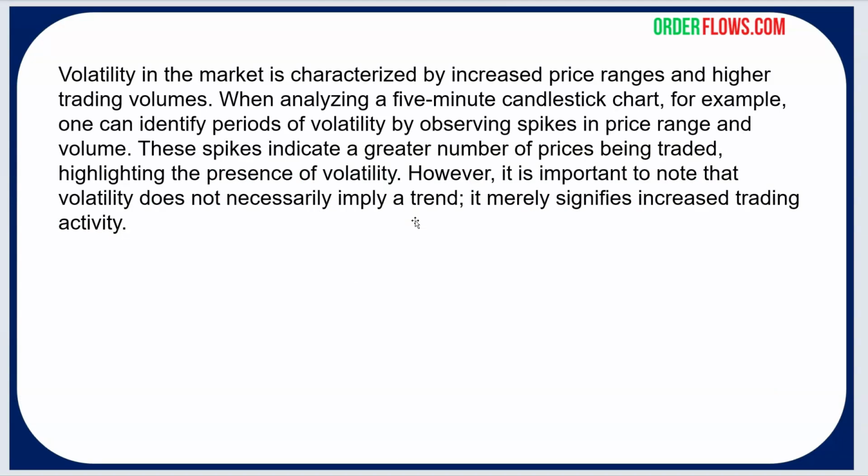So volatility in the market is characterized by increased price ranges and higher trading volumes. Right? That's what you want to see in volatility. So when analyzing, say, a 5-minute candlestick chart, for example, you can identify periods of volatility by observing spikes in price range and volume. These spikes indicate a greater number of prices being traded, highlighting the presence of volatility. However, it's important to note that volatility does not necessarily imply a trend. It merely signifies increased trading activity.